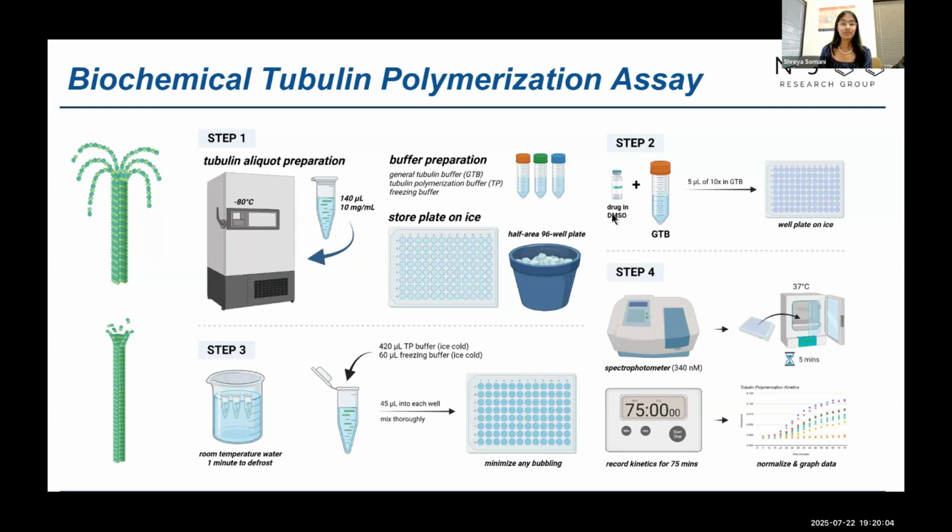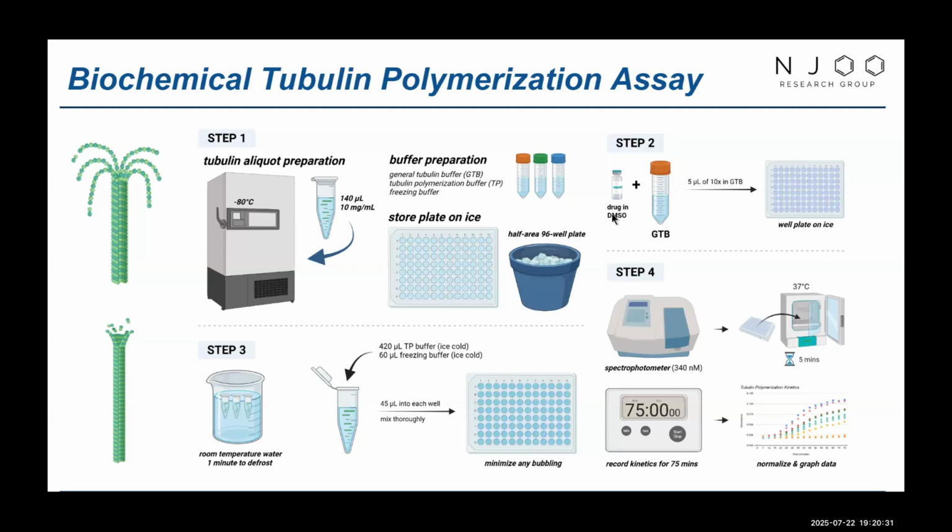To run the assay, we first dissolve our compound in a buffer and plate it on the plate on ice. Then we're able to defrost the tubulin aliquots and add a small sample to each of the different wells. Once we have our plate ready with both the drug and the tubulin, we run it on the spectrophotometer and do kinetics for 75 minutes, recording absorbance every 5 minutes.